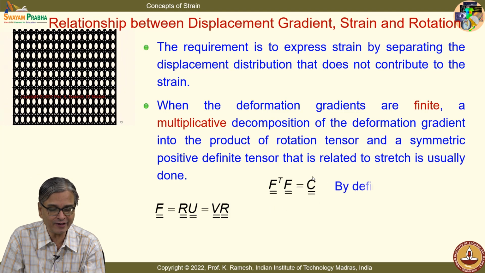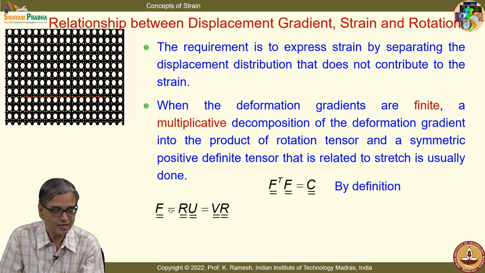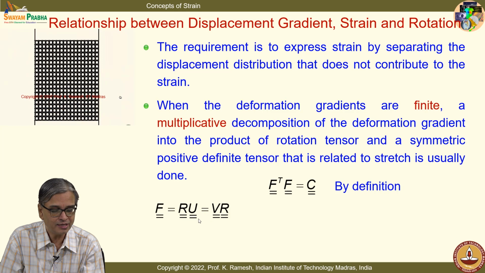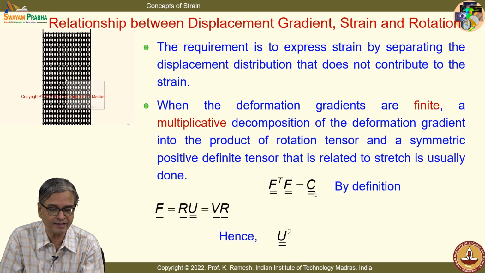And you have, by definition, C given as F transpose F, and if I write F transpose F, and F is defined as RU, I can relate the relationship between U and C.